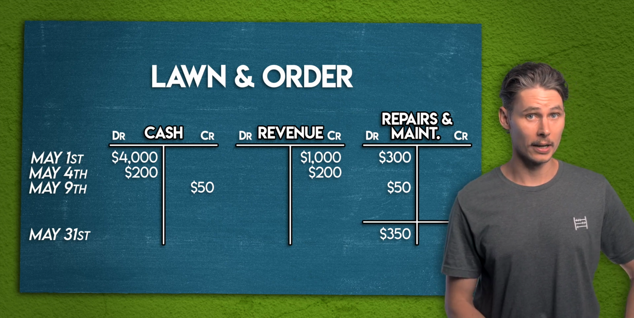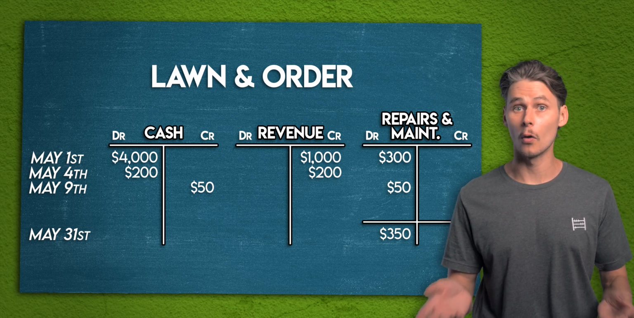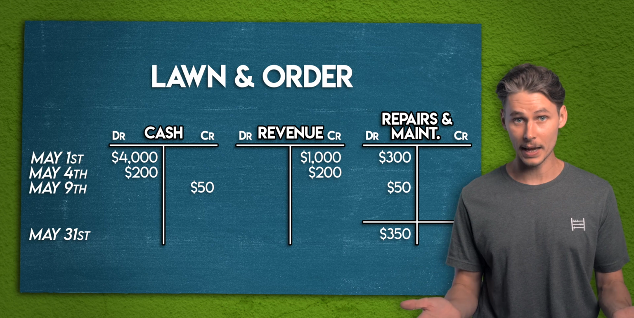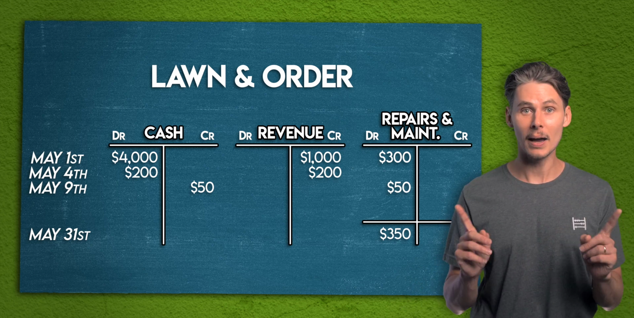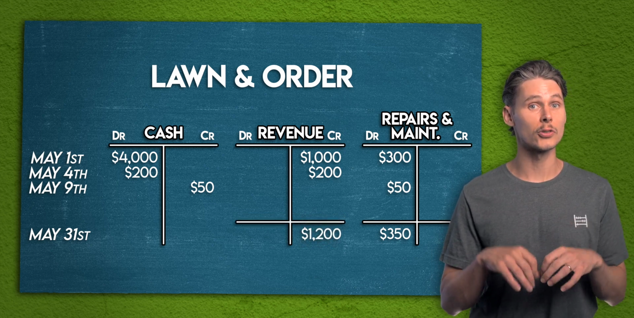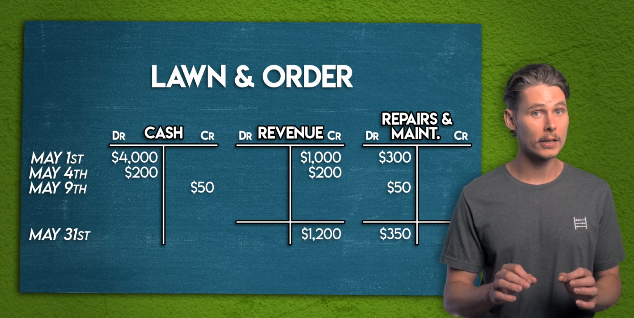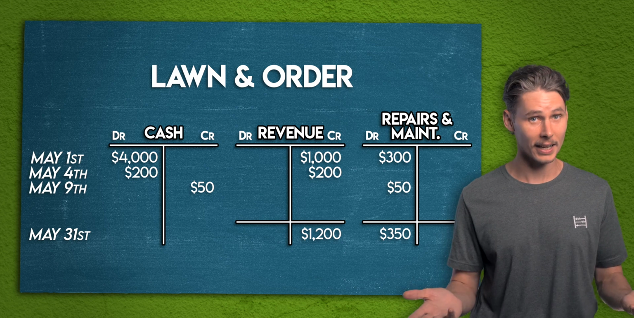Now for the revenue account. It has an opening balance of $1,000 at the start of May, and the business earned $200 during the period. That means its closing balance is $1,200 on the right or the credit side of the T account.